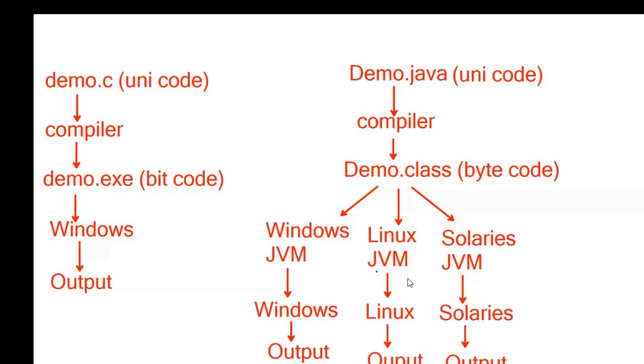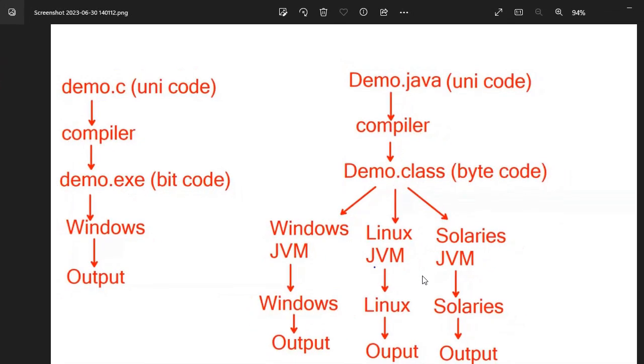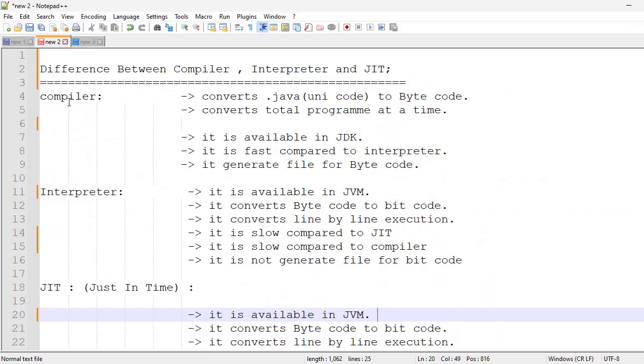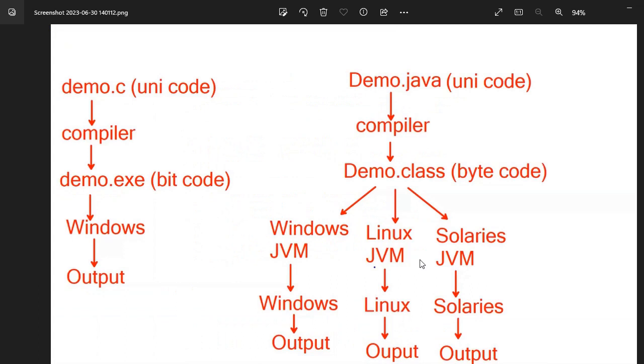Okay, I hope you got the clarity on the difference between compiler, interpreter and JIT. JIT means just in time. The compiler converts the whole program at a time, like Unicode to bytecode. It is available in the JDK. The interpreter is available in the JVM. It converts line by line, and it converts bytecode to bitcode. Okay, I hope you got the clarity.